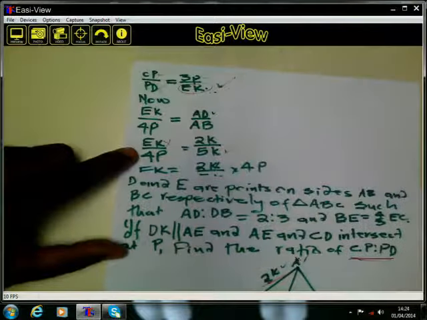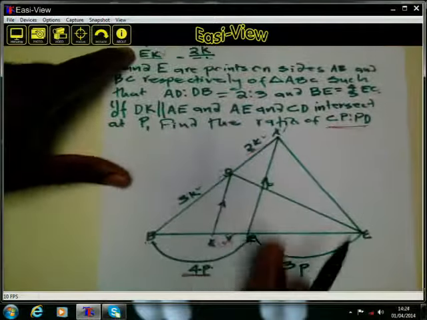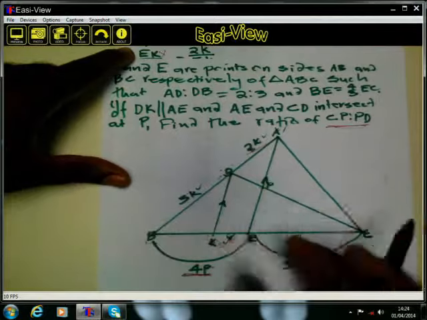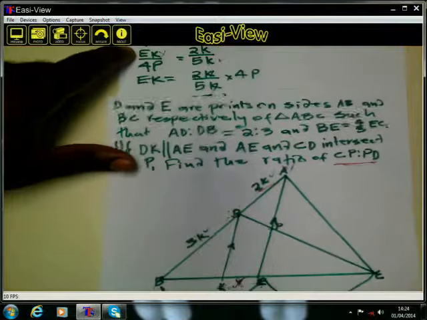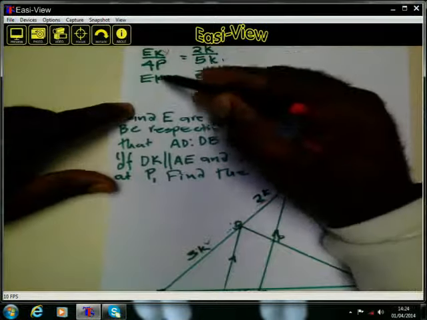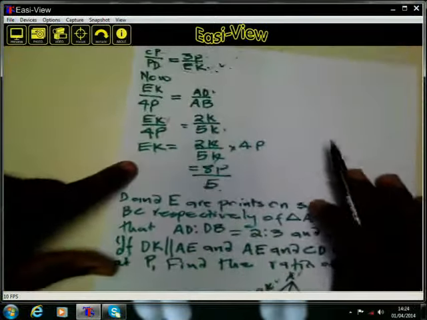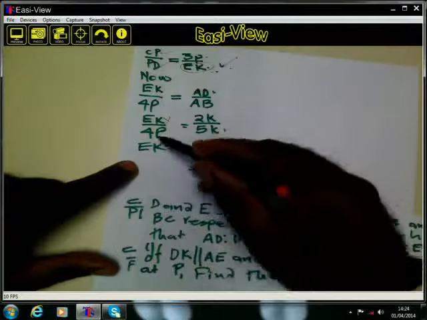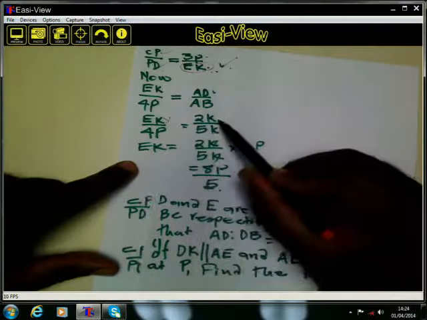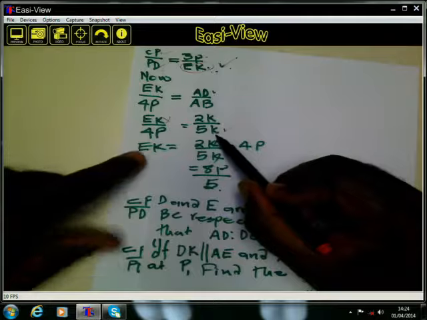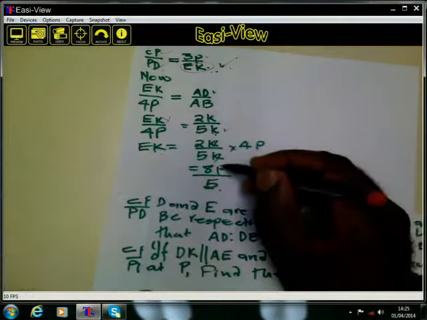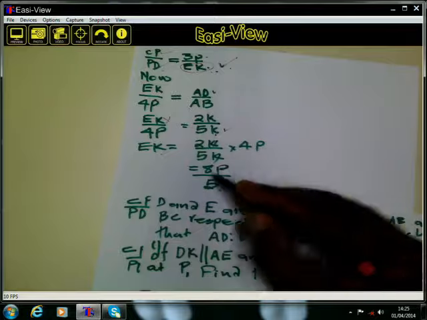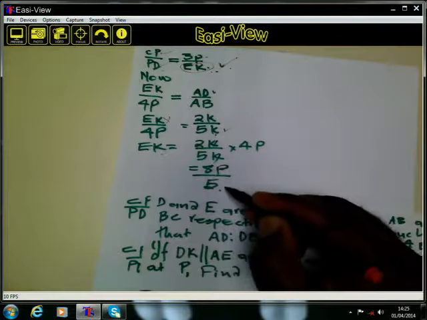But now that we have moved to this triangle, we have moved away from this because we could not get enough information. We have now come into this triangle. Now it means we can solve for EK. That's why we say EK over 4P must be equal to 2K over 5K. Then turning EK the subject of the formula makes EK equal to 8P over 5.